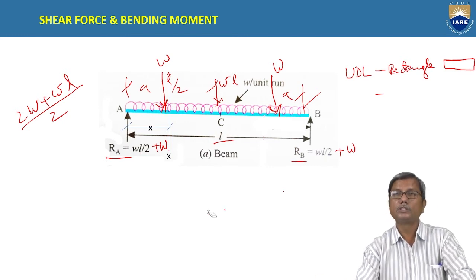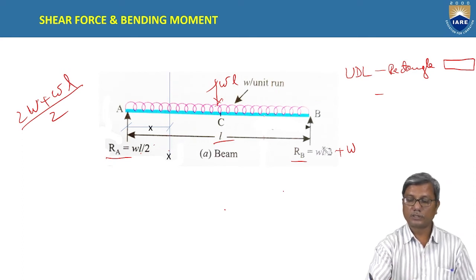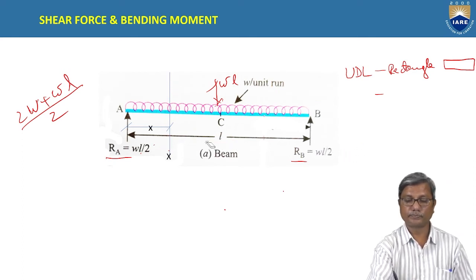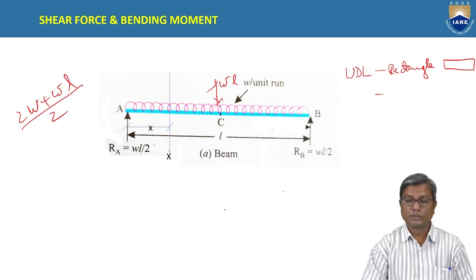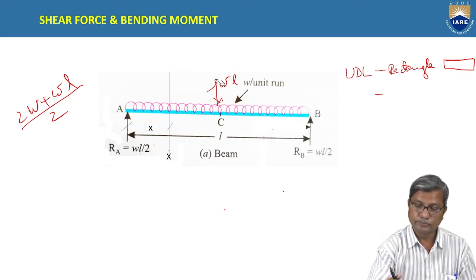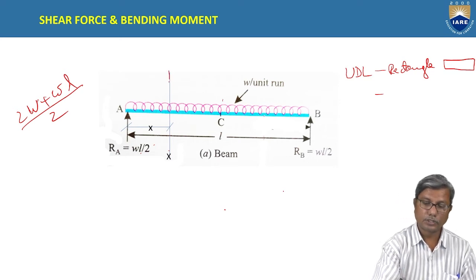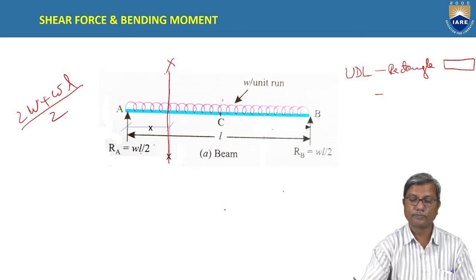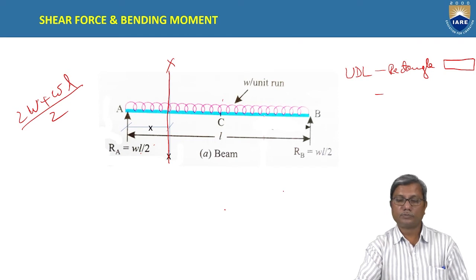The loading is acting on the entire span, so the reactions are WL by 2 each. Okay, so now we have to consider a section, at a distance x from the left support. If you observe, there is no load acting other than the UDL.